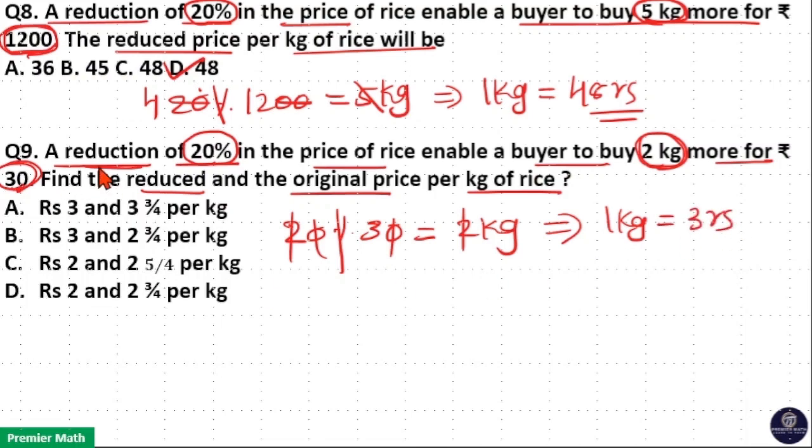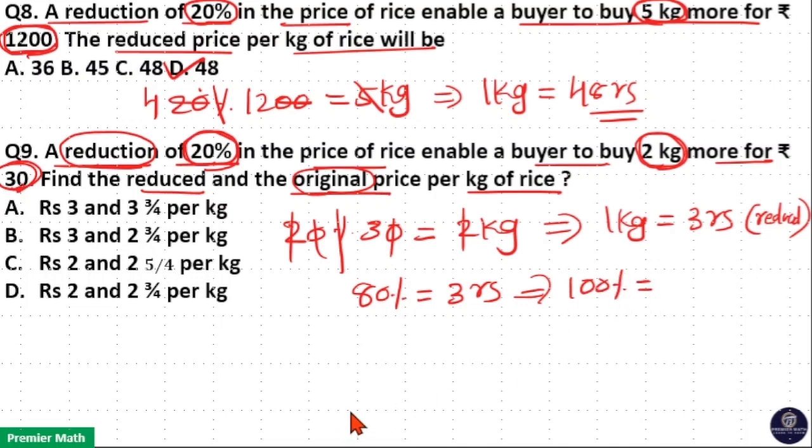Now you can see this 3 rupees is the reduced price. How much is reduced? 20% is reduced. That means 80% of the price is equal to 3 rupees. But we need to find out the original price as well. Original price is 100%. So 100% is equal to, here 80% is 3 rupees, means 80 by 100 is 3 rupees. Now 20 goes 4 times in 80, 20 goes 5 times in 100. Now 4 by 5 is equal to 3 rupees, here 100% means 1 unit.